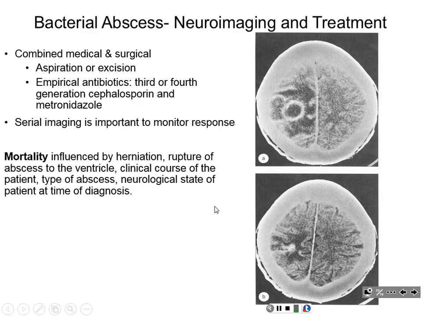Then we're going to use serial imaging to monitor the response and make sure that this abscess is shrinking over time, and make sure we don't need to perform multiple drainages. The mortality is influenced by herniation or rupture, clinical course of the patient, type of abscess, etc.